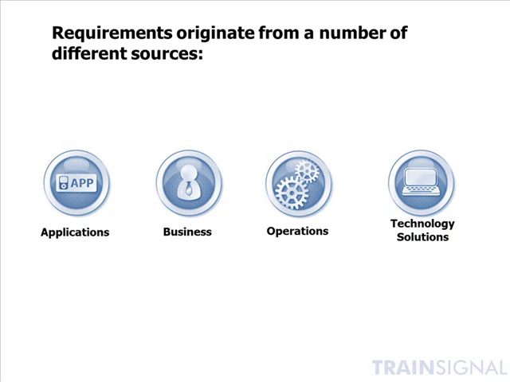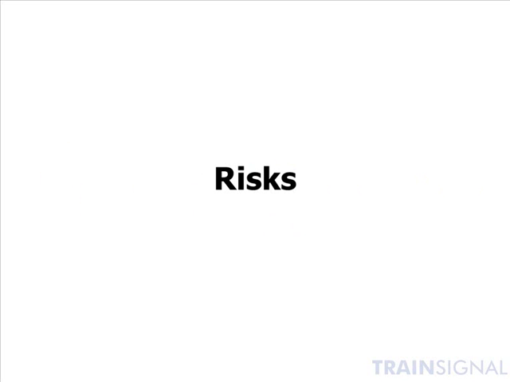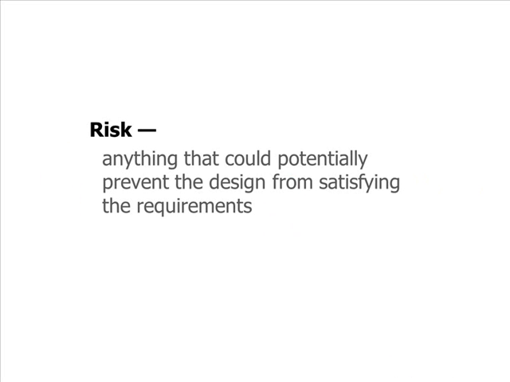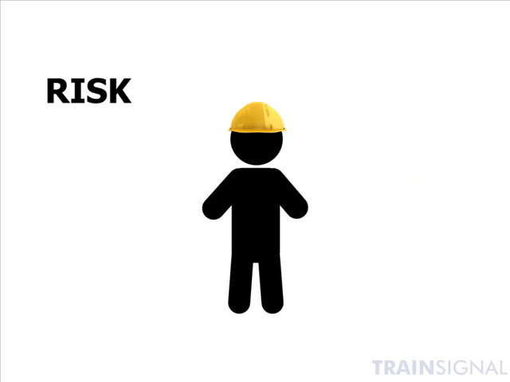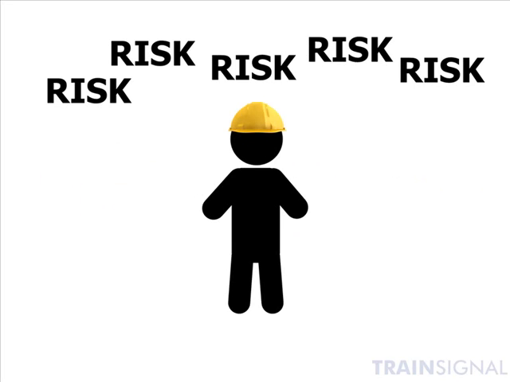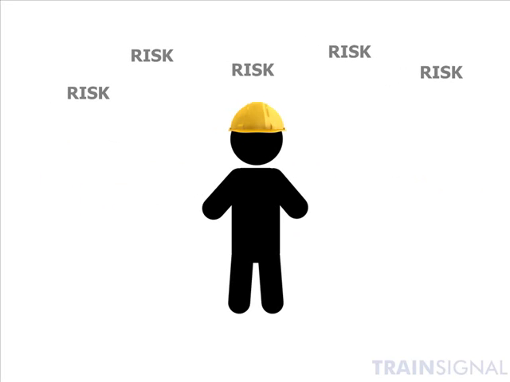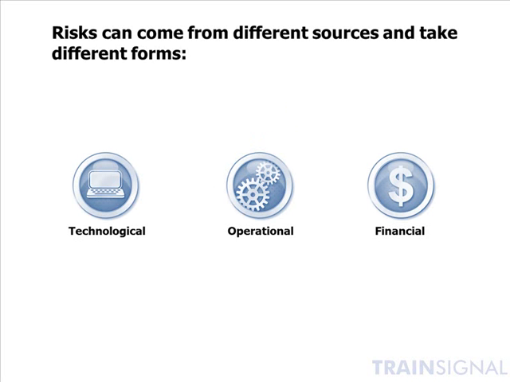Now let's move on to our second major design factor, risks. As defined here, a risk is anything that can potentially prevent the design from satisfying the requirements. Now, your job as a vSphere architect, once you identify these risks, is to minimize and mitigate the risks in the design. Much like requirements, risks can come from a variety of different sources and can take different forms. You might have technological risks, such as a certain technology or product or solution that's present in the environment or the design might not be able to meet the functional or non-functional requirements.